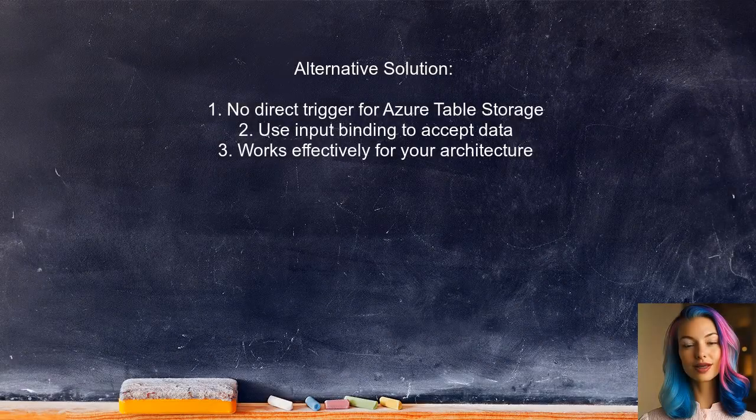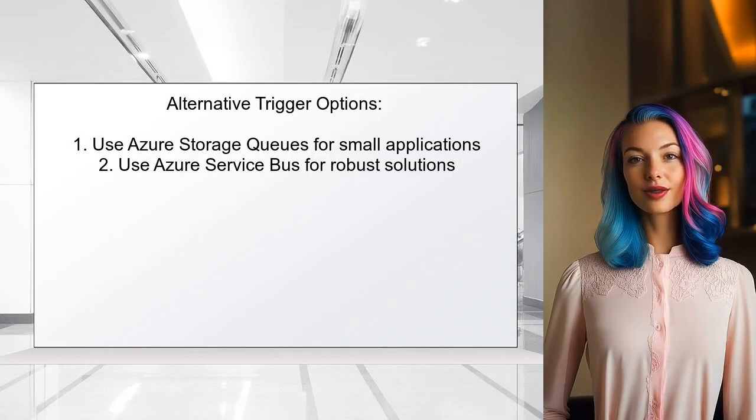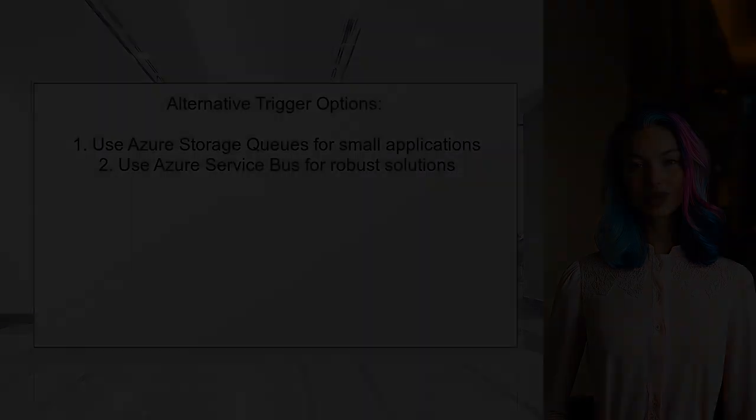This user confirms that Azure Functions currently do not support a direct trigger for Azure Table Storage. However, they suggest that you can still use Azure Functions by configuring them to accept data from table storage as an input binding. This method works effectively for your needs. Additionally, they propose an alternative approach for triggering your functions automatically. You can use Azure Storage Queues for smaller applications or Azure Service Bus for more robust business needs.